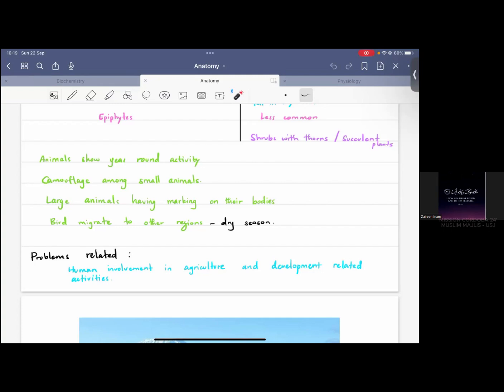Then we come to the problems related to this biome. The main problem is, now it is a forest, so there will be human involvement in agriculture and some development-related activities. That is the main thing found in the biome. They can ask this question: give one problem that is related to tropical forest. Right, so we have finished one biome.